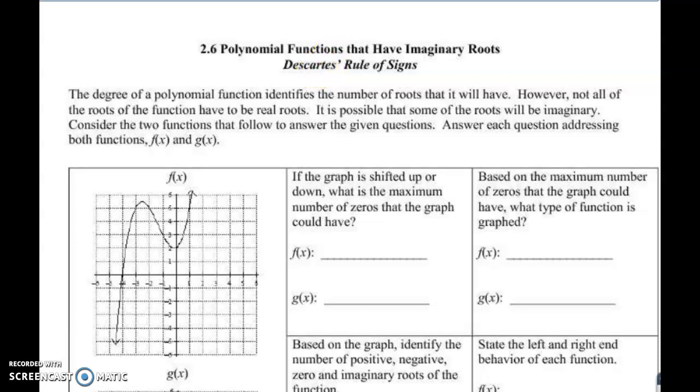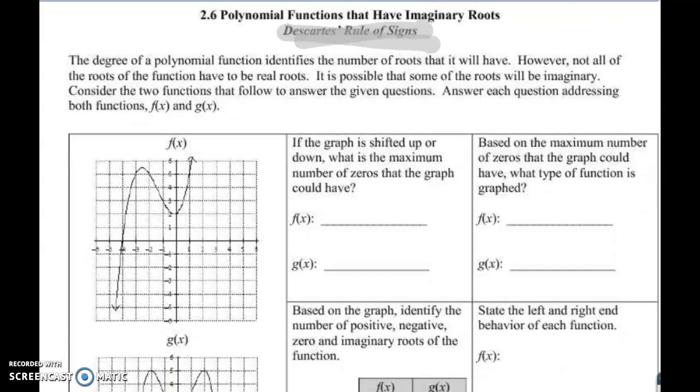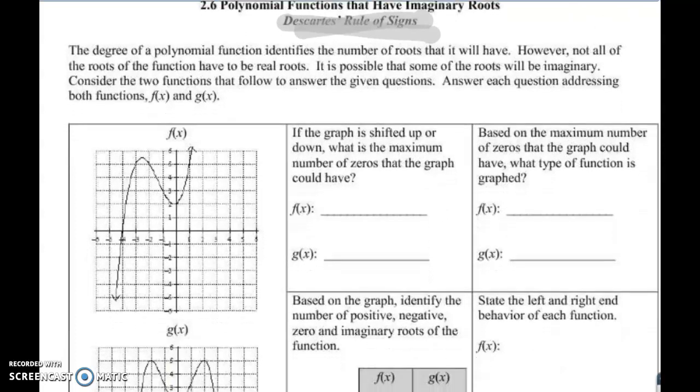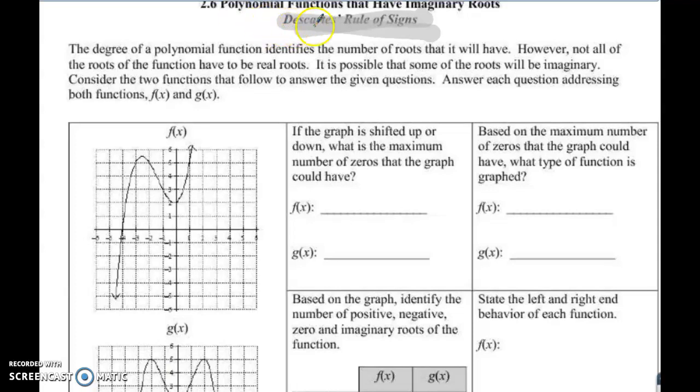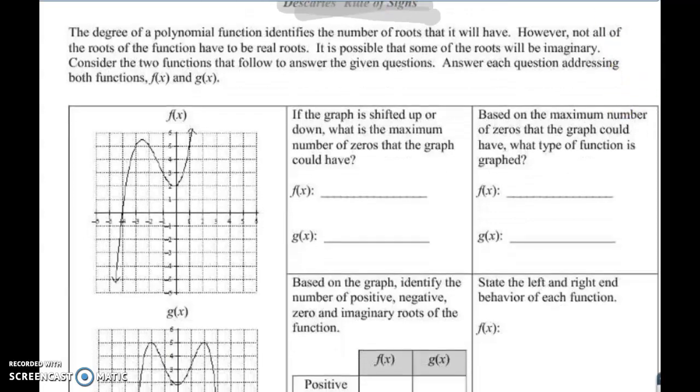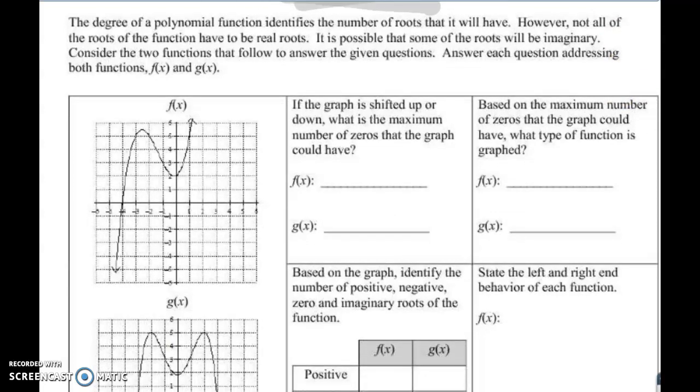So pre-calc, welcome back. We're going to talk about Descartes' rule of signs with chapter 2, section 6. Basically what happened is somebody noticed a pattern. René Descartes is the person that noticed the pattern, so they named it after him. And what they noticed is the fundamental theorem of algebra still holds true if we consider imaginary zeros.